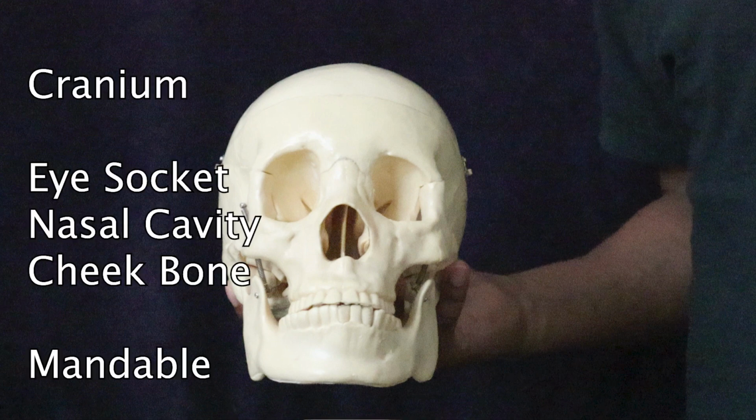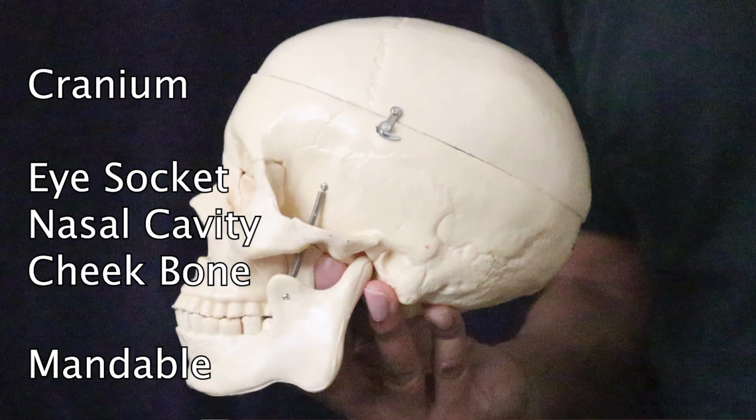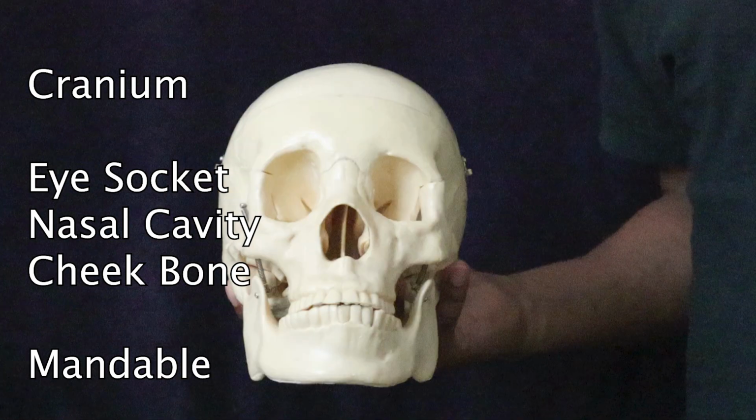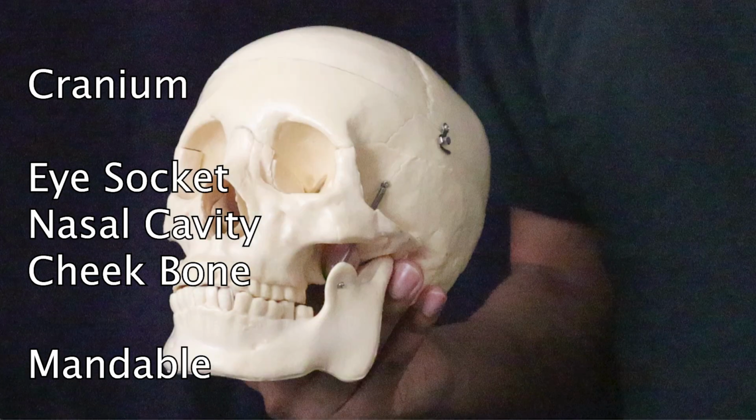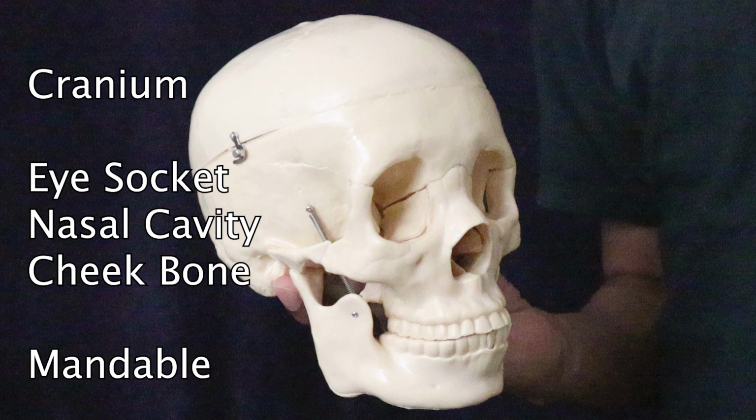skull. I break down the skull into 5 simple features. The cranium, which is the dome that houses your brain, the eye socket, the nasal cavity, the cheekbones, and the mandible, which attaches to the skull proper. Those are the identifiers that are most used in drawing the skull.